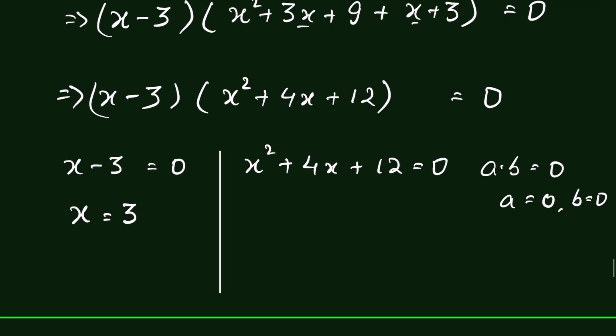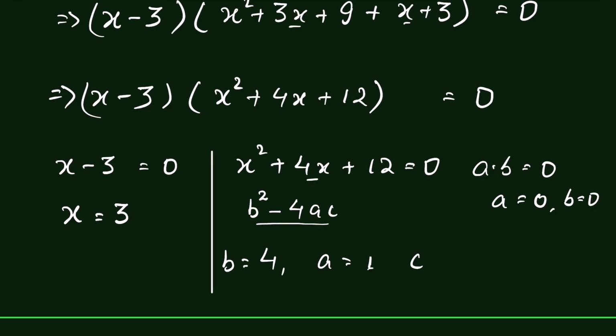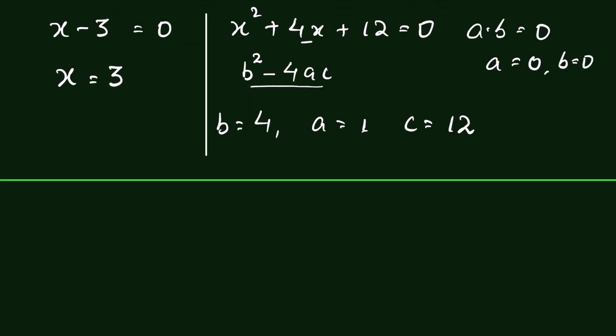And when x square plus 4x plus 12 is equal to 0, we can check whether we have a real solution or not by using b square minus 4ac, the discriminant formula. b here is 4, a here is the coefficient of x square, that is 1, b is the coefficient of x, and c here is 12. So b square is 4 square minus 4 times a is 1 and c is 12. 4 square is 16 and 12 times 4 is 48.